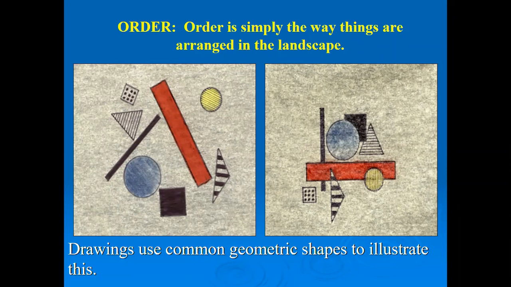We're just thinking about the way things are arranged. Everyone is seeking some type of order in the landscape. I've seen too many landscapes where everything's just jumbled in and overplanted and there's no order.